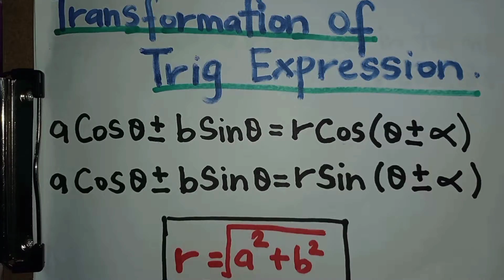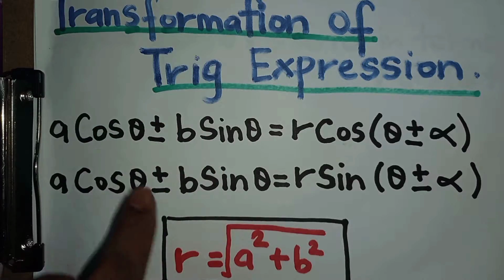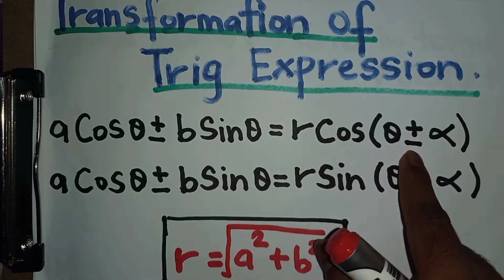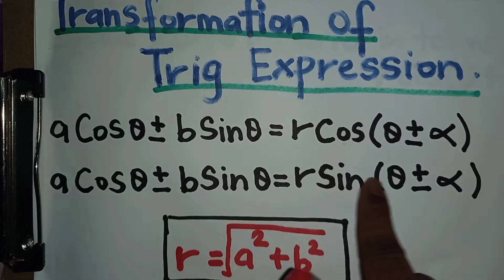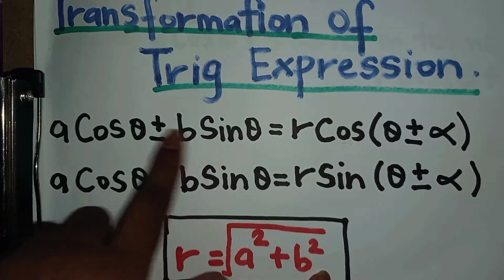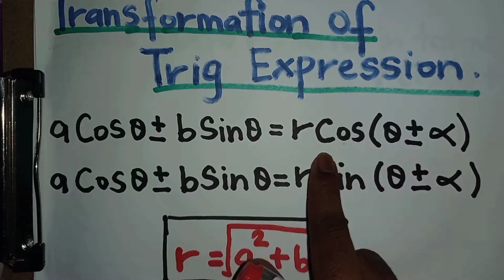In this video, I'm going to talk about transformation of trigonometric expression. Now, this is from the topic of trigonometry, and you will be given an expression in trig form, and then you will be asked to express it in this form: r cos theta plus or minus alpha, or you have to transform in terms of r sine theta plus or minus alpha. So this is the thing that will be given. This is known as the trigonometric expression, and you will be asked to transform in this form.